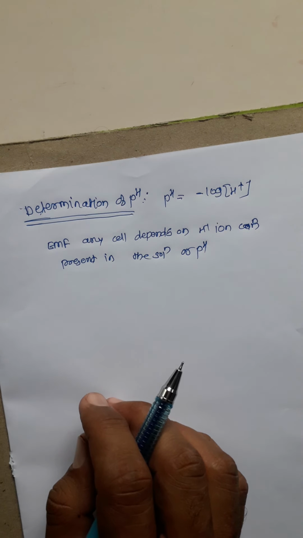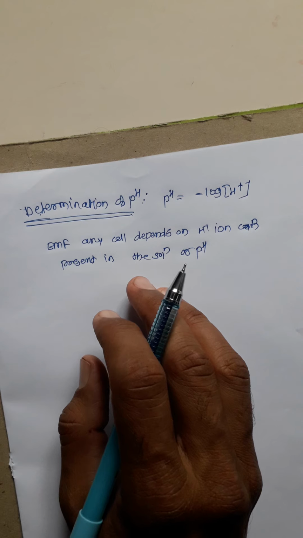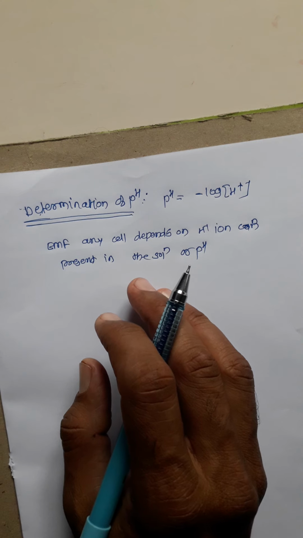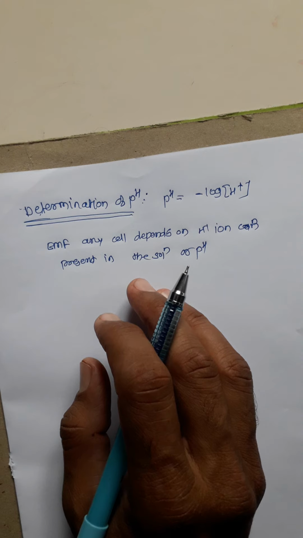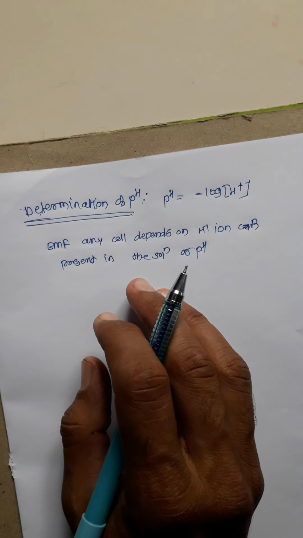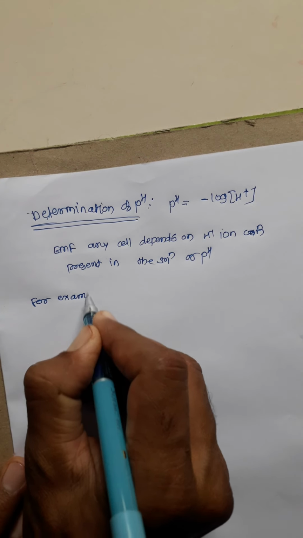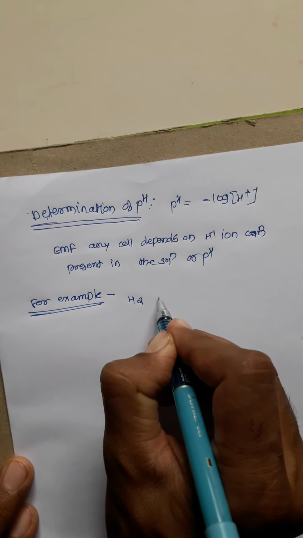The EMF of a half cell: how to determine it? Suppose we calculate the EMF of a half cell. This half cell is coupled with another half cell to form the complete cell, and then we calculate the EMF of this complete cell. For example, to calculate the EMF of the hydrogen electrode.